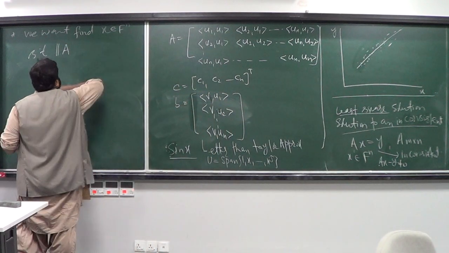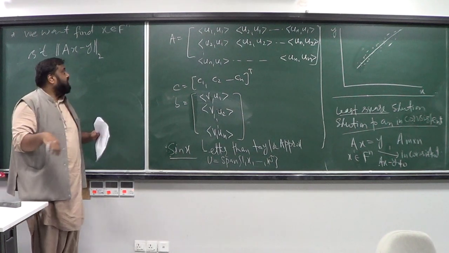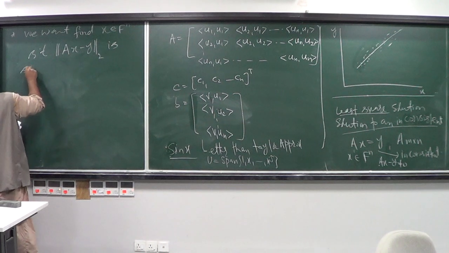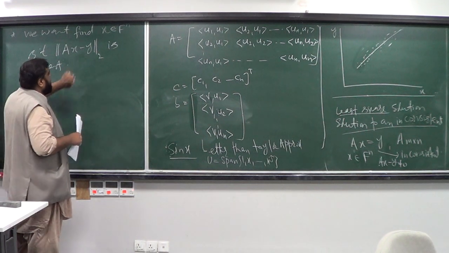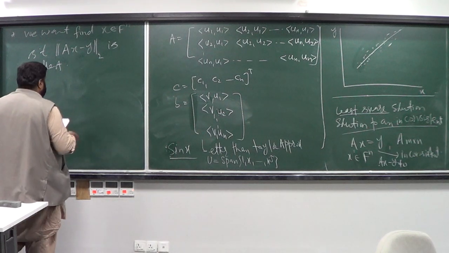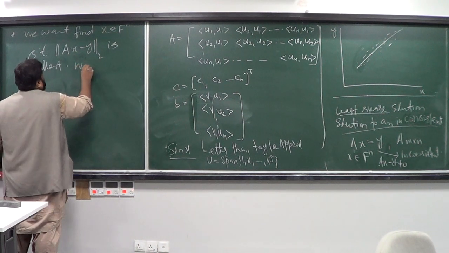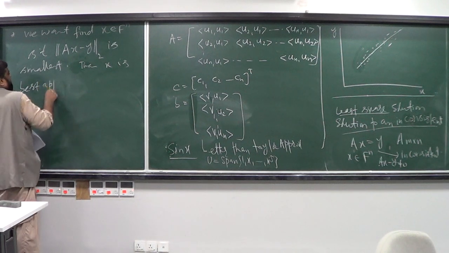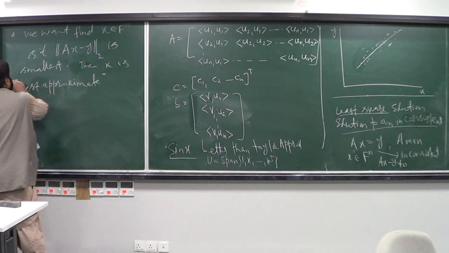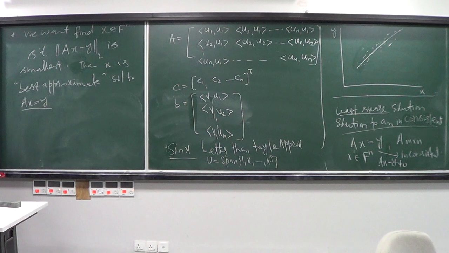Okay, so we want to find an x in Fn such that this Ax minus y in 2 norm, which is the Euclidean norm, is smallest. So this is our objective, that we want to find an x for which this norm is smallest. If you have an x for which Ax minus y is smallest, we will say that this x is the best approximate solution to Ax equal to y. Okay? So it's the best approximate solution to Ax equal to y.